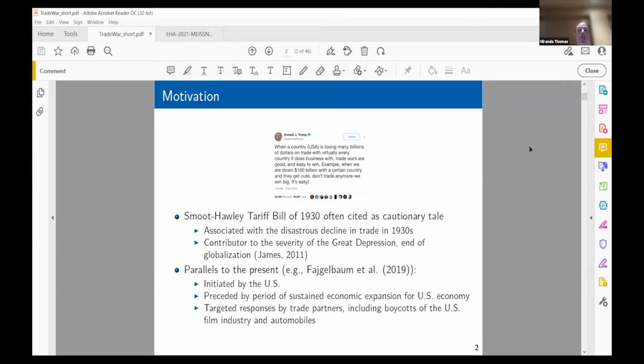For example, in both cases, the trade war was initiated by the U.S. It was preceded by a sustained period of economic expansion for the U.S. economy, and there were targeted responses by U.S. trade partners, including boycotts of U.S. goods such as the film industry and automobiles in the 1930s.